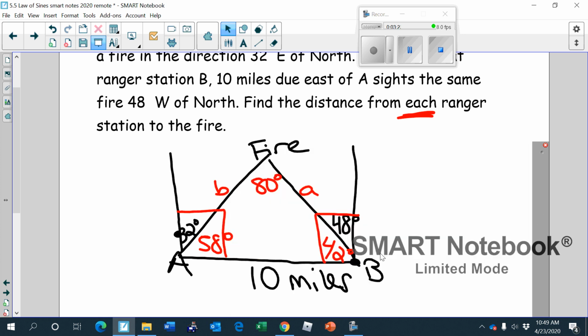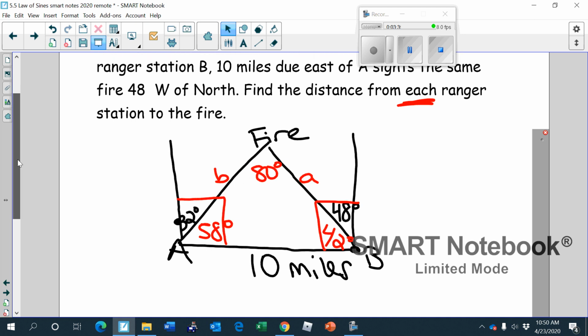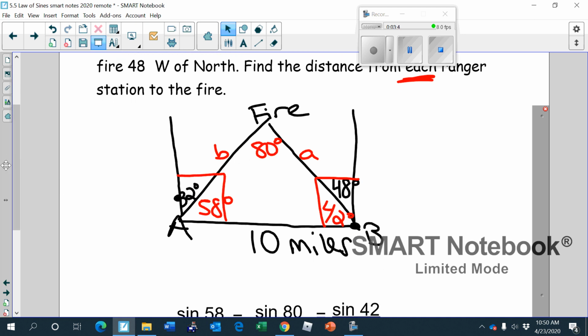So A and B are 10 miles apart, right? It says that B is 10 miles due east of A. So the stations are 10 miles apart. And then it's 48 degrees west, so we're going this way now. Okay, so that's my 48 degrees, that's my 32 degrees. I know that's a confusing picture, so I would not expect you to draw something like that.